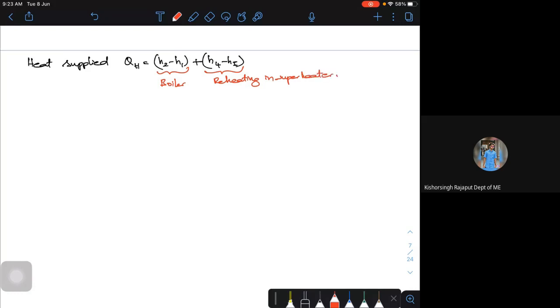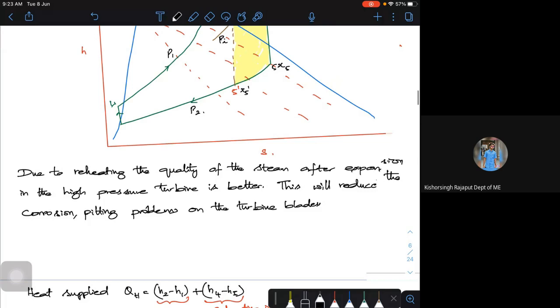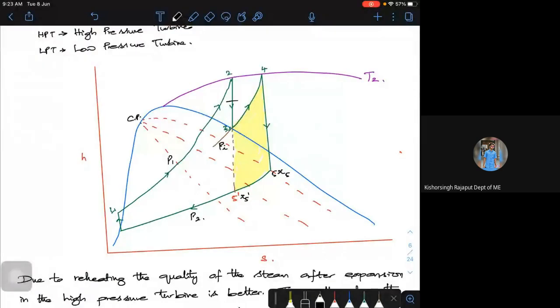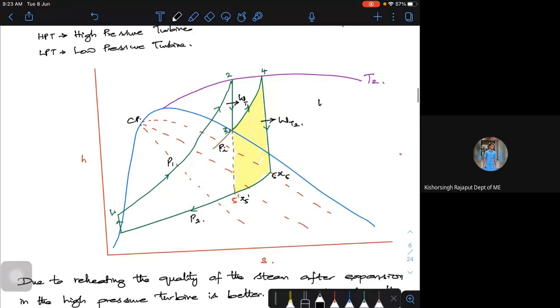Get it? Okay. Now, what is the work done in the turbine? Let me call that WT. Let's go back to this, where I am trying to get one extra turbine. If I call this WT1 and this WT2, then WT1 is the work done in the high pressure turbine.